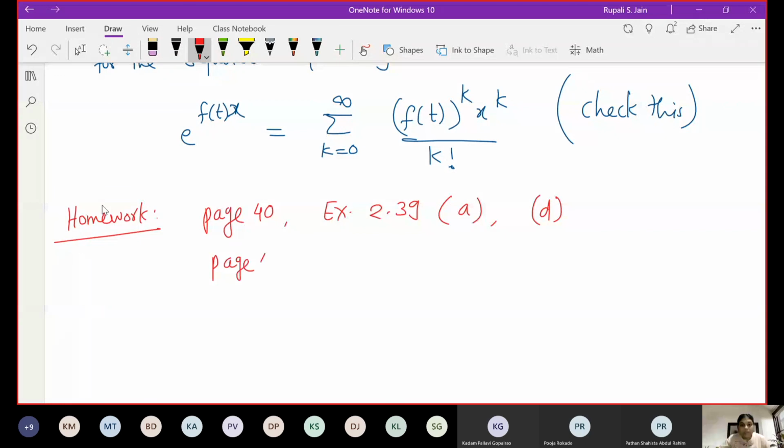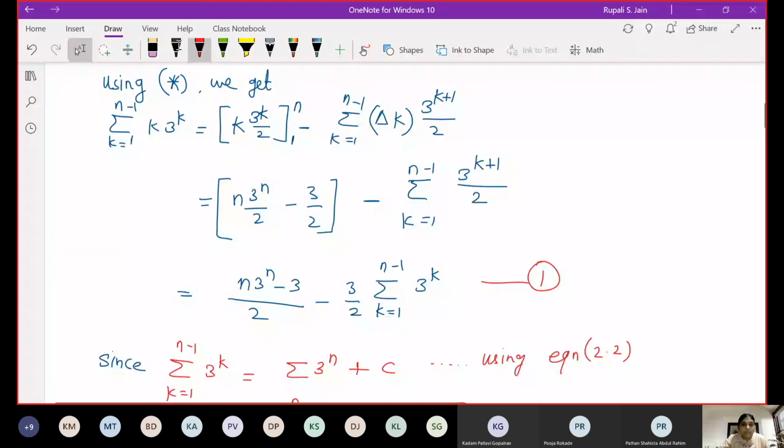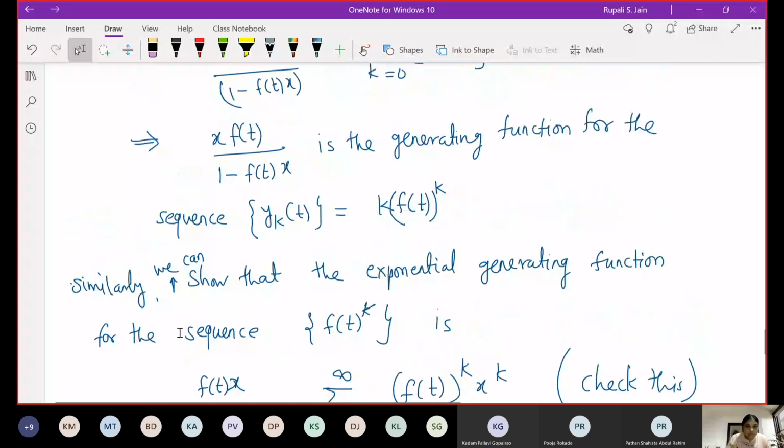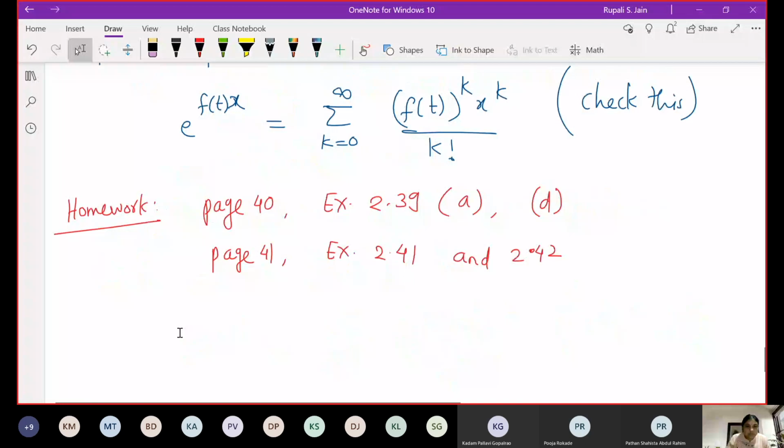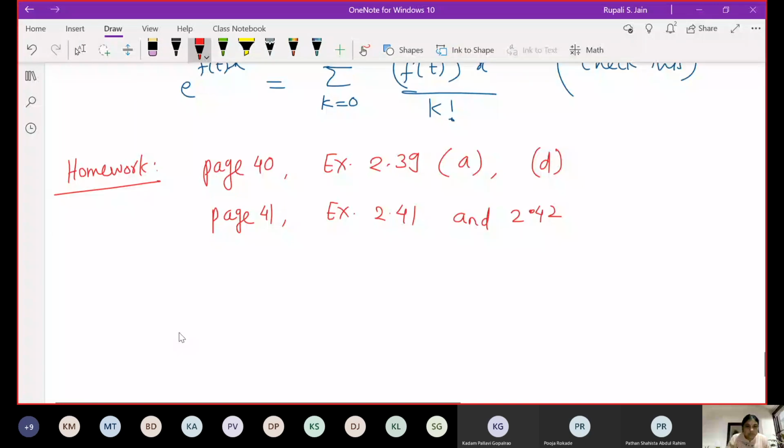So today we have seen generating function and exponential generating function, and by definition you can find it for some examples. Is that okay? So this much is enough for today. Tomorrow we will start Bernoulli polynomials. New topic, Bernoulli polynomials.